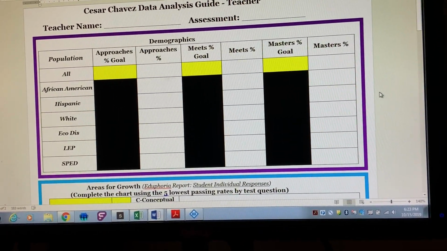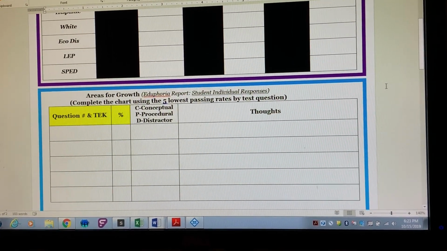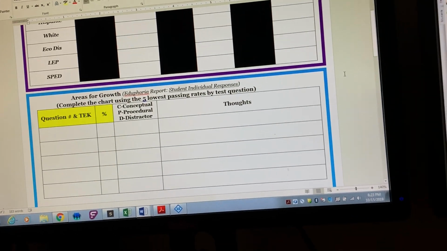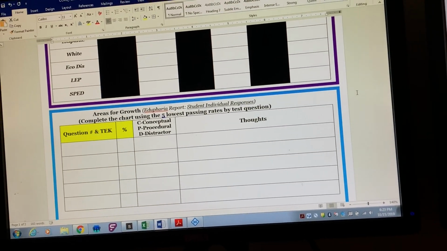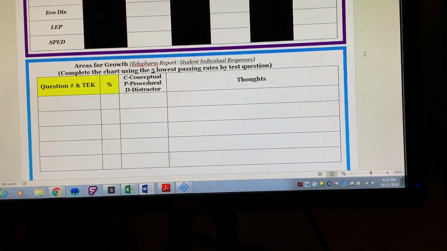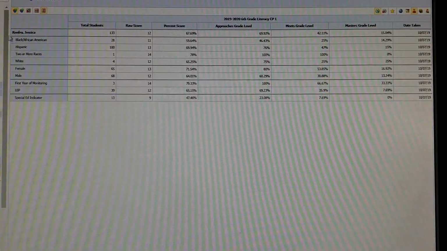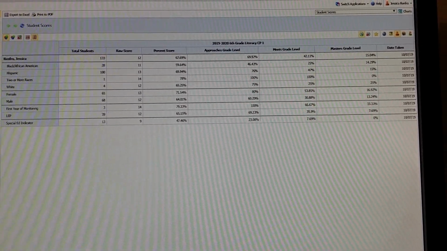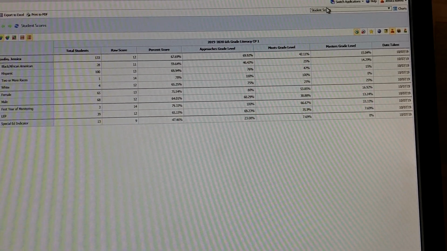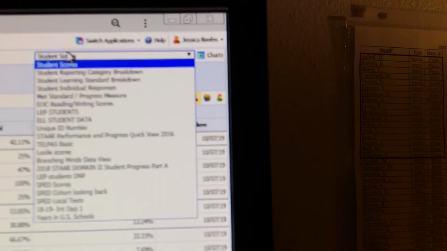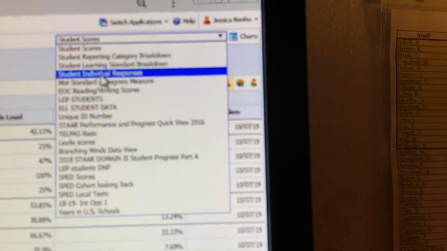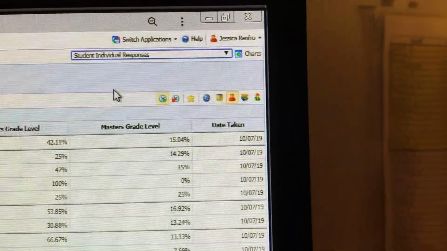Part 2 would be this blue area, and that's looking at the different questions and finding your questions that your group of kids were the lowest on, and then your questions that your kids were the highest on. Okay? So in order to find that, you're going to go back to Eduphoria, and you're going to click up here where it says student scores. You're going to click on student individual responses. Ooh, that's blurry.